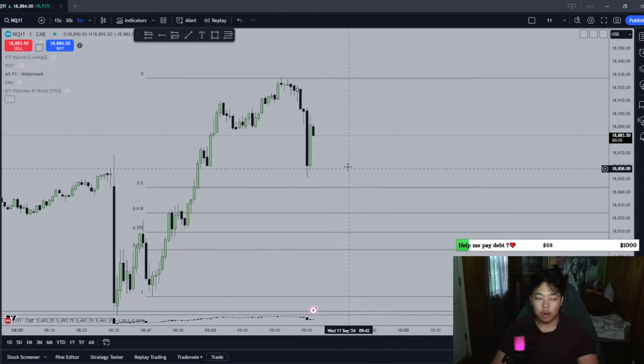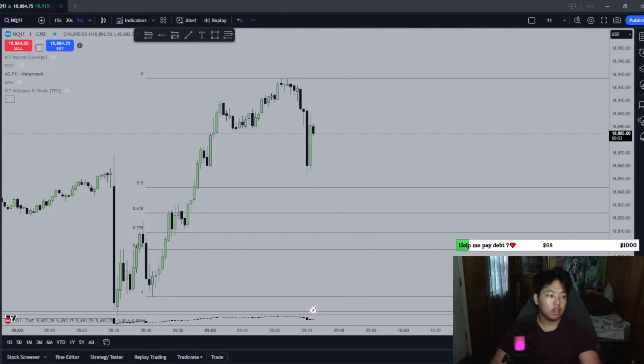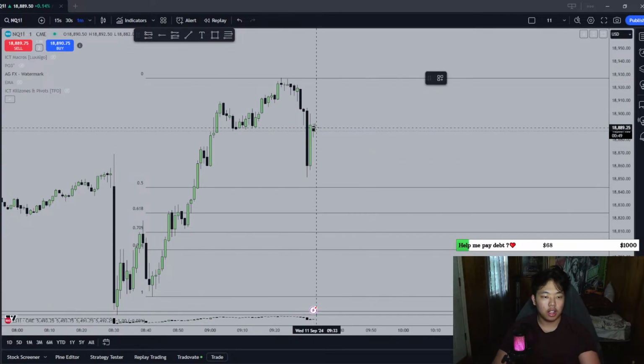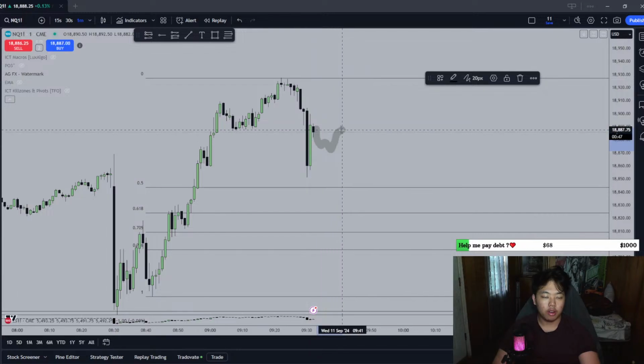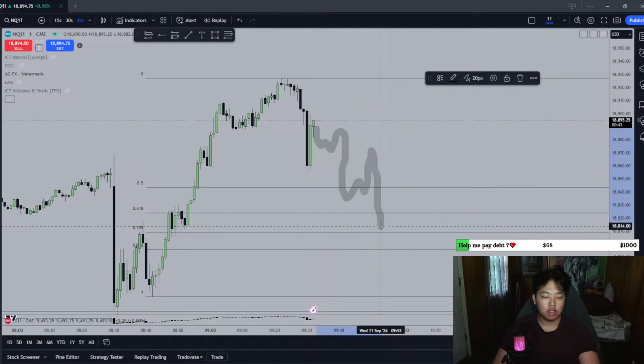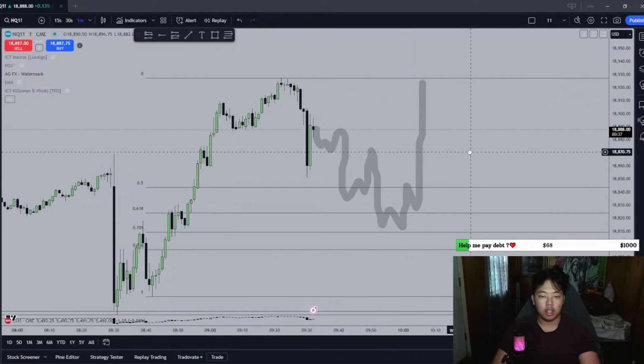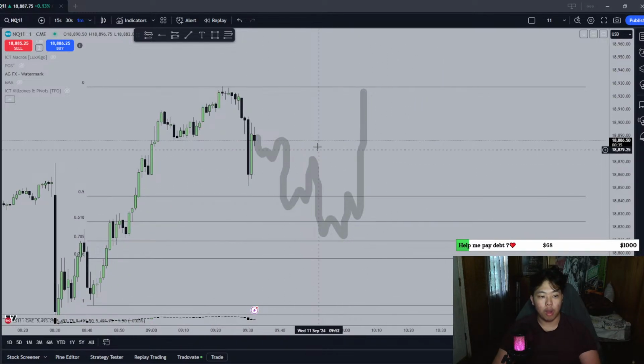Let's go ahead. Like I said, I want to see price come back down. This is exactly what I want price to do, right? Kind of chop around here, fake out, come back down, sweep out, inverse fair value gap. That is something I want price to do here.